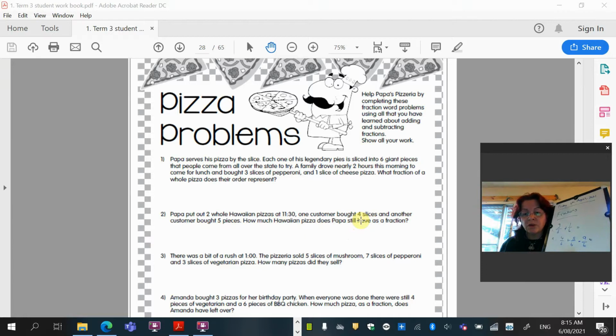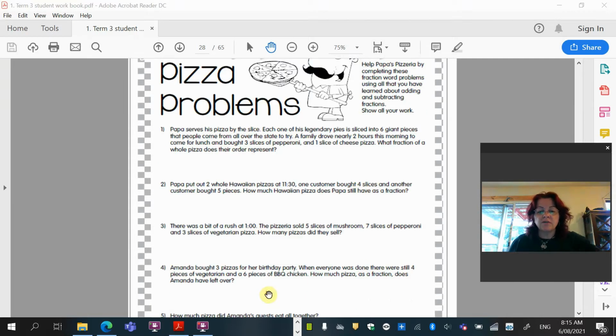Because it's an improper fraction. So what do you do? 6 into 9 is 1 and 3 over. And of course we can simplify that again further. 1 and 1/2.